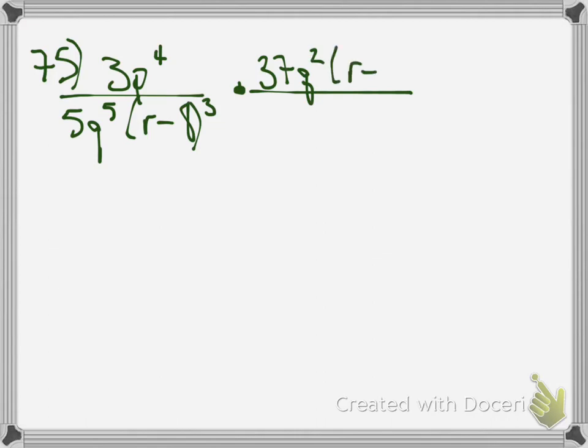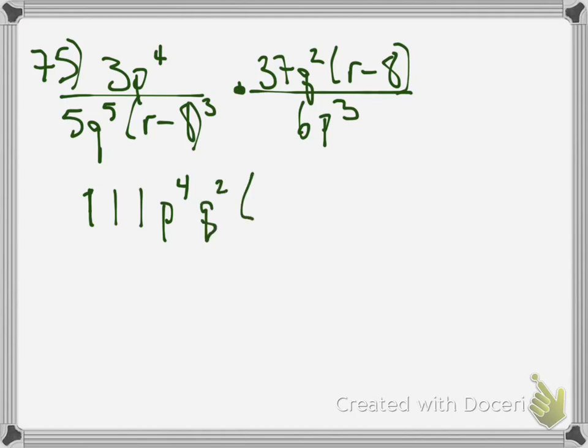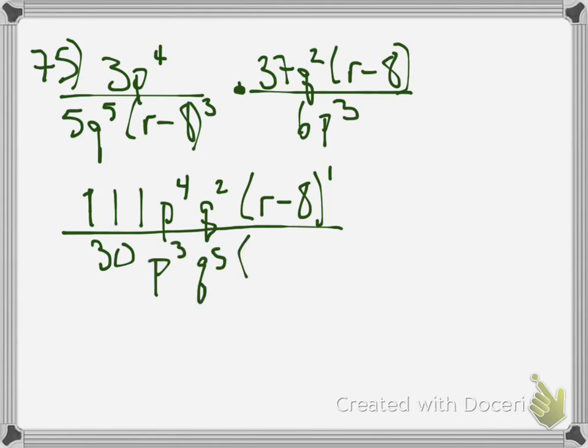Okay, this is times. So this is what I did. I said 37 times 3 is 111. So I multiplied the big numbers. P to the 4, Q squared, and then R minus 8 to the first power. Notice I put that with an exponent of 1. 5 times 6 is 30. P cubed, Q to the 5, R minus 8 to the third power. Now, I'm only putting these in order so I can have things over each other.